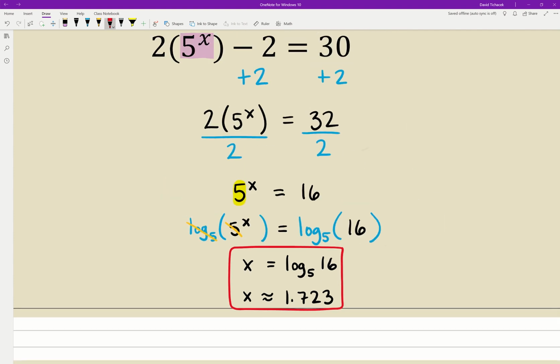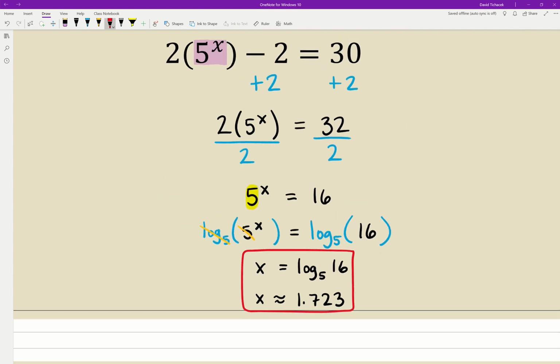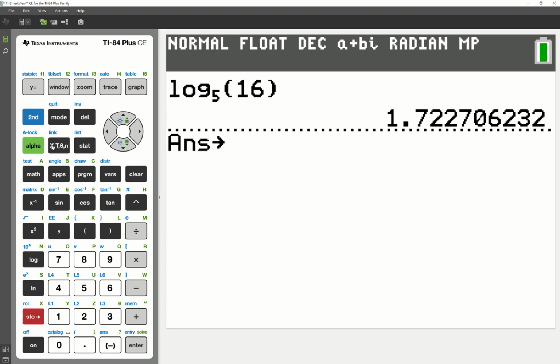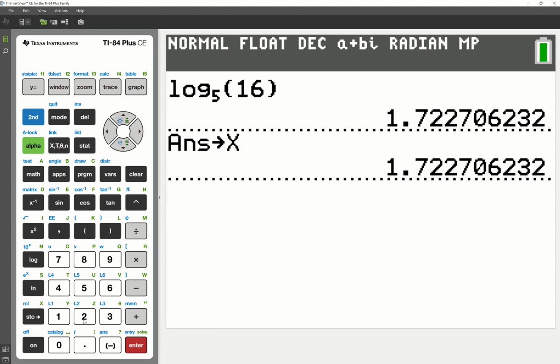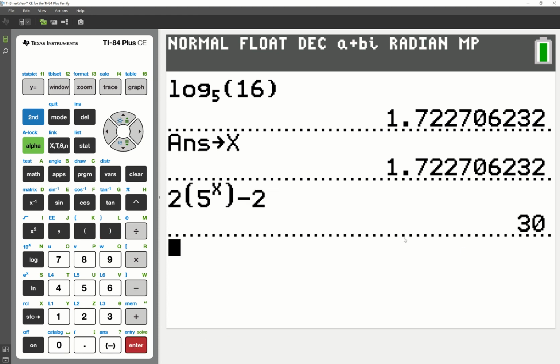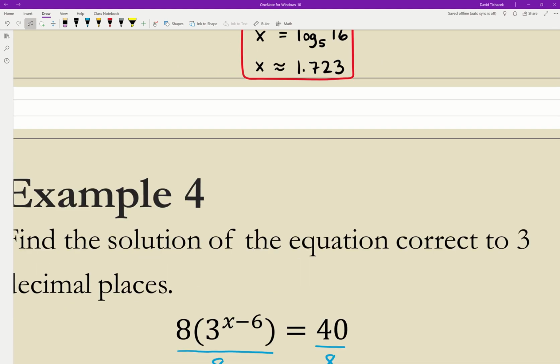In order to check, we're going to store that value into x and then type in our left-hand side and see if we press enter and get 30 for the right-hand side here. So I'm going to store that into x. And then I'm going to type in my left-hand side. So 2 times 5 to the power of x minus 2. And if we get 30, then this is going to be a correct answer. And we do. So that is going to be a correct answer for us, so we can confirm that visually there. That's pretty good.